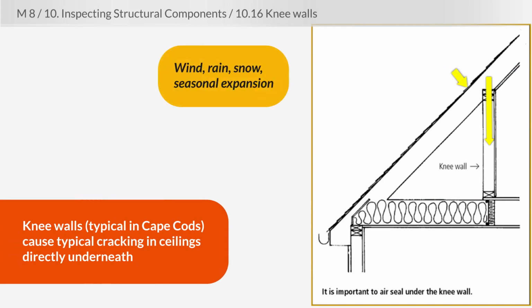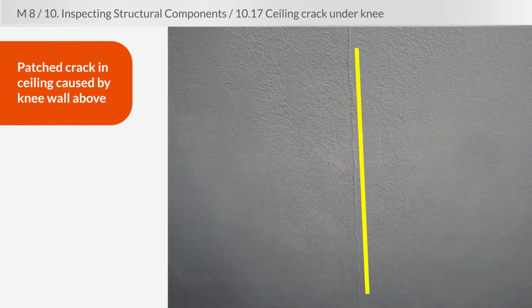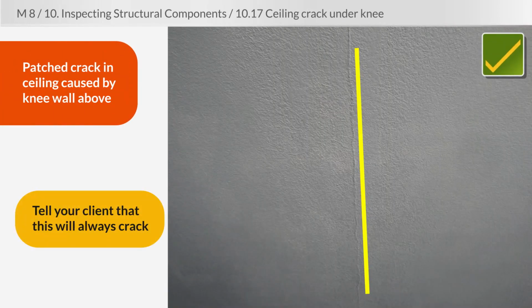Knee walls, which are typical in Cape Cod-style houses, often cause typical cracking in ceilings directly underneath. And that's simply from wind and rain and snow, or even seasonal expansion causing movement in the rafters and subsequent moving up and down of that knee wall. This ceiling is directly underneath the knee wall above in a Cape Cod-style home. The crack has been patched. It's not a bad job of patching it, but even so, because of the repeated movement, you can still see a somewhat raised area. At least it's not cracked through at this point.